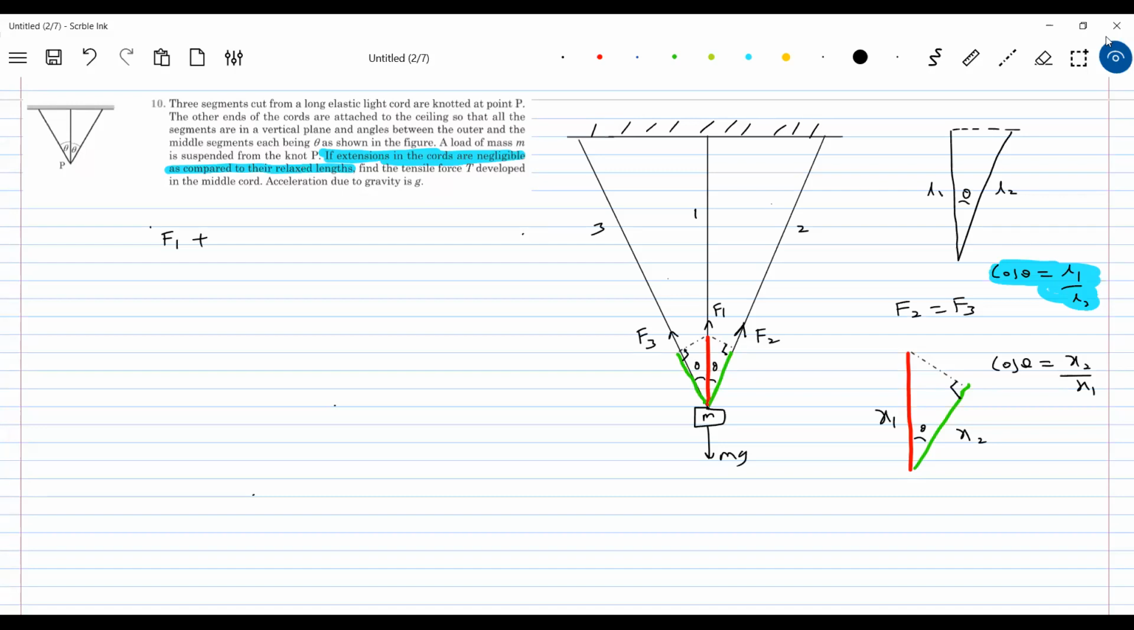Sir, how did you tell that the elongations are like that? No, you look at the diagram given. They're making an angle theta. So definitely the elongations will be different, and the relationship between them, I'm showing it here.